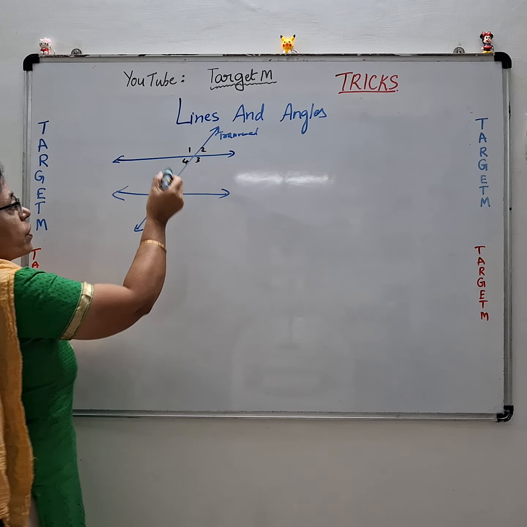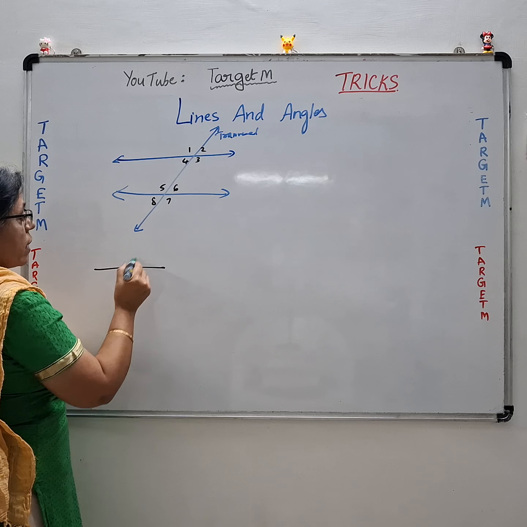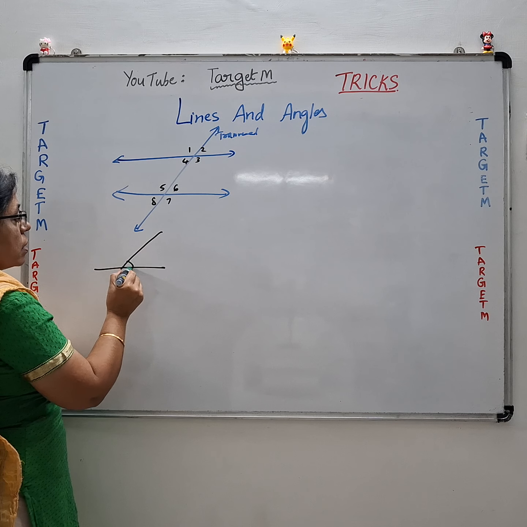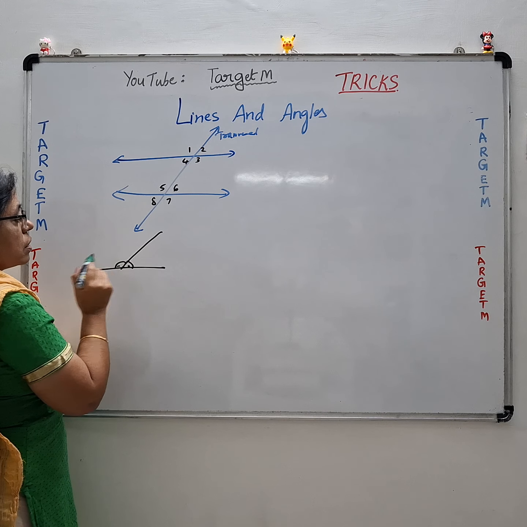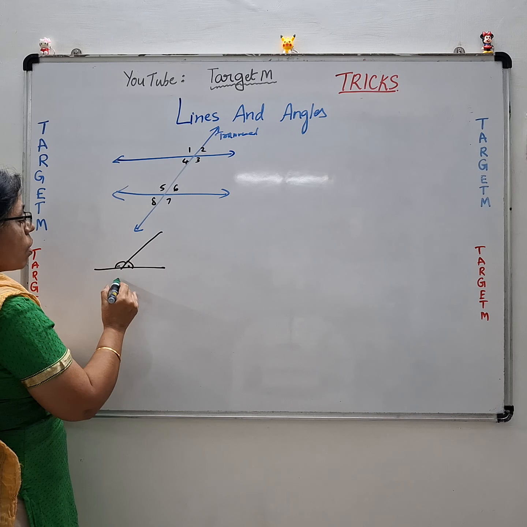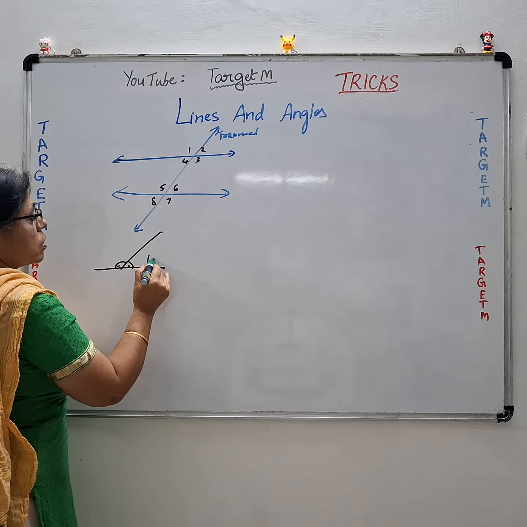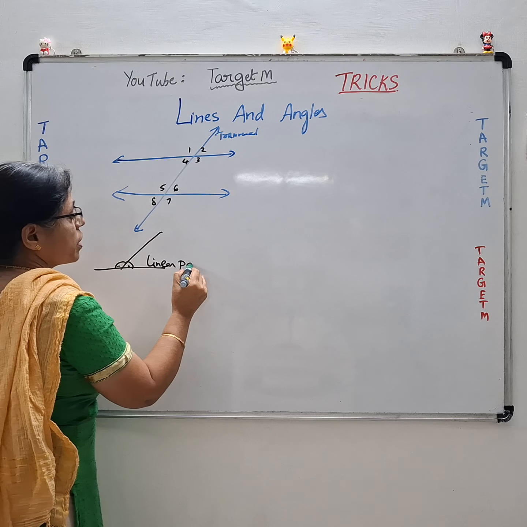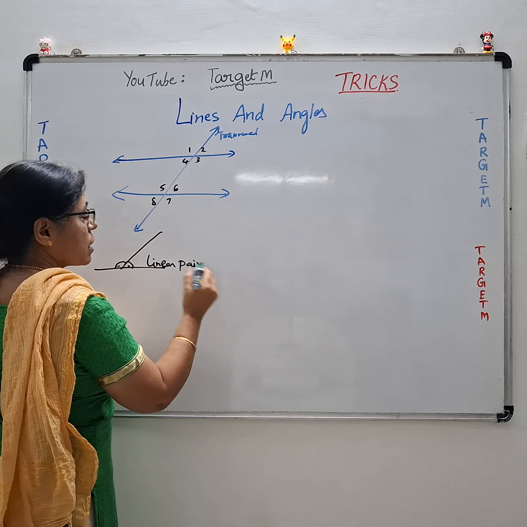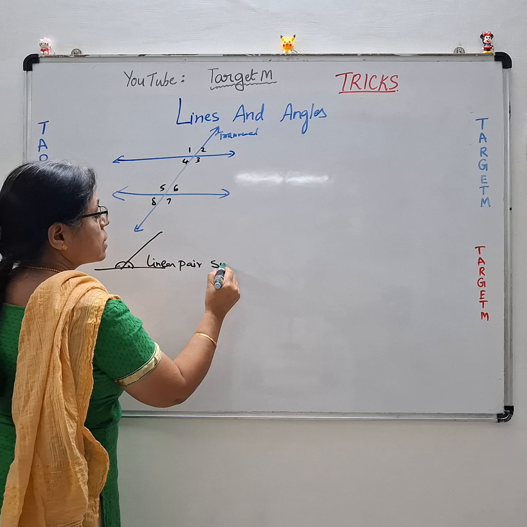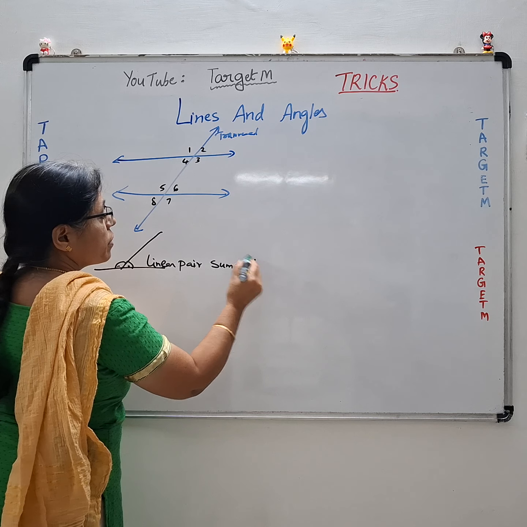Now if you can see, on a straight line a ray is separated here. The two angles are called adjacent angles which form a linear pair. So what is the characteristic of a linear pair? The linear pair angles always sum up to 180 degrees.